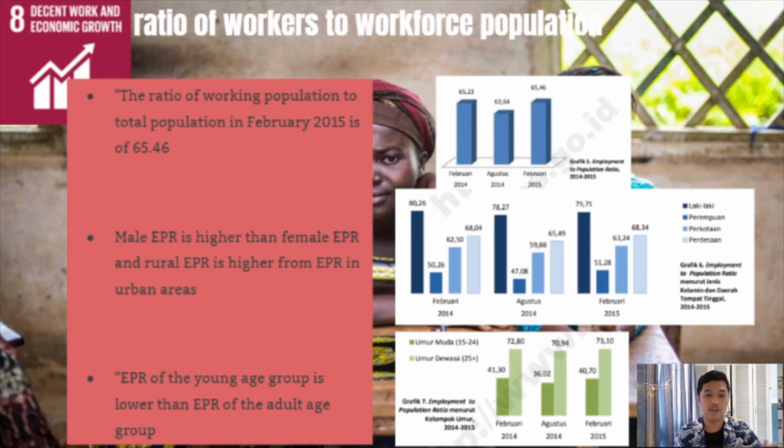So male EPR is higher than female EPR, because you know that EPR stands for employment to population rate, and in Indonesia itself, males tend to have more opportunities in having employment rather than females. And also rural EPR is higher than EPR in urban areas. Why? Because in urban areas the competition is quite tight, so it is harder to get employed in the urban areas rather than in rural areas.